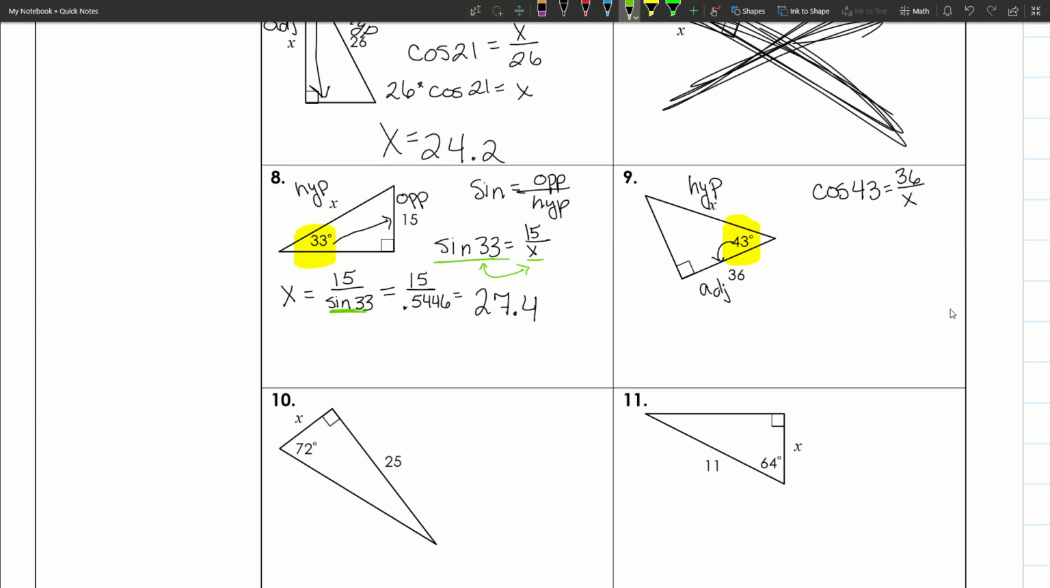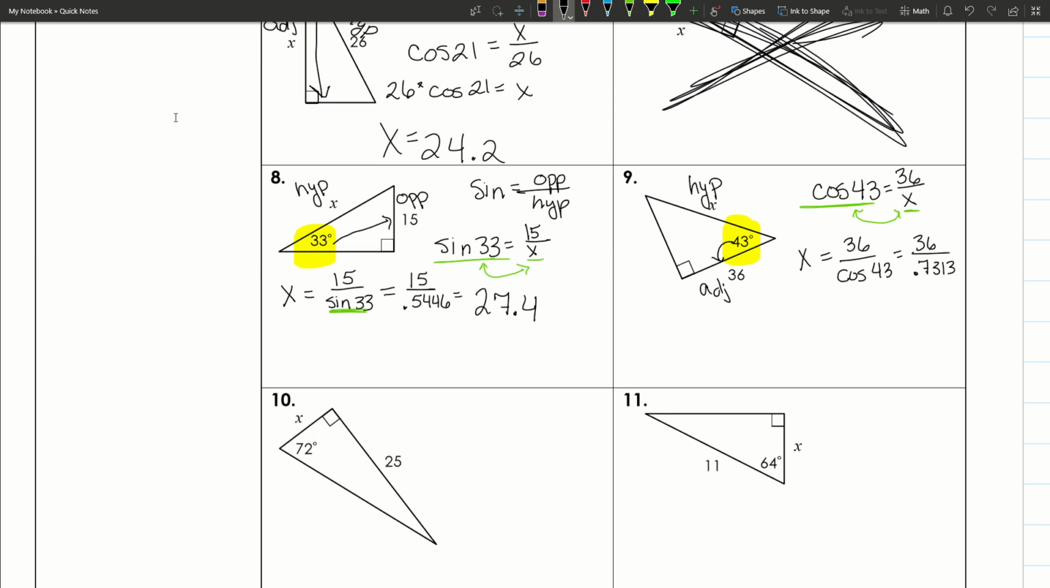And again, I have x on bottom, so what I want to do is pick this whole thing up and pick this one up and flip-flop. So I would have x equals 36 divided by cosine of 43. We want to find the cosine of 43. So I hit 43 first and then cosine because our calculators work backwards. And we want to remember 7313. So I have 36 divided by 0.7313.